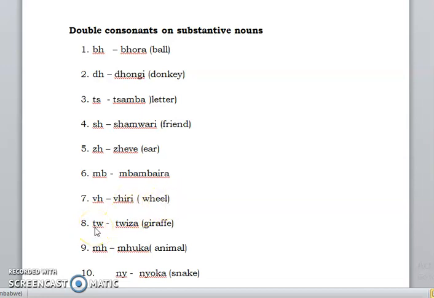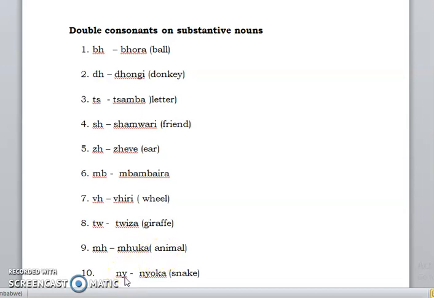The next example is Tw. Tw, combination of T and W, and an example of a noun is Twiza, which means giraffe. The next is Mh. M and H together, they're pronounced as Mh. Mhuka, Mhuka. That's an example, and it means animal.